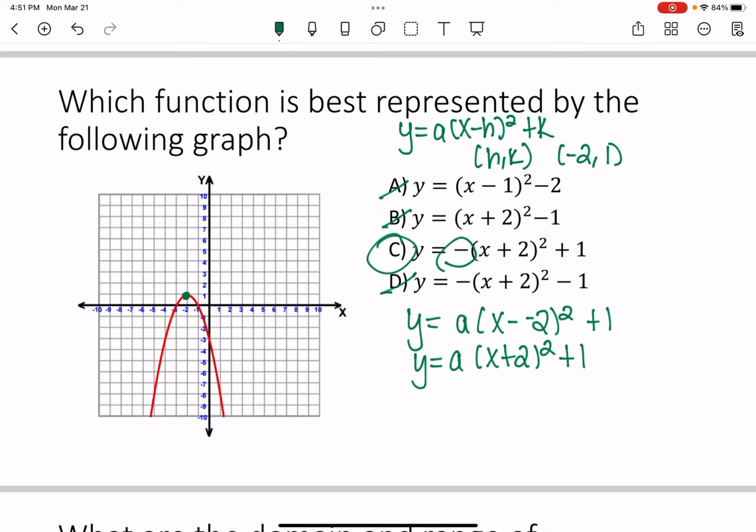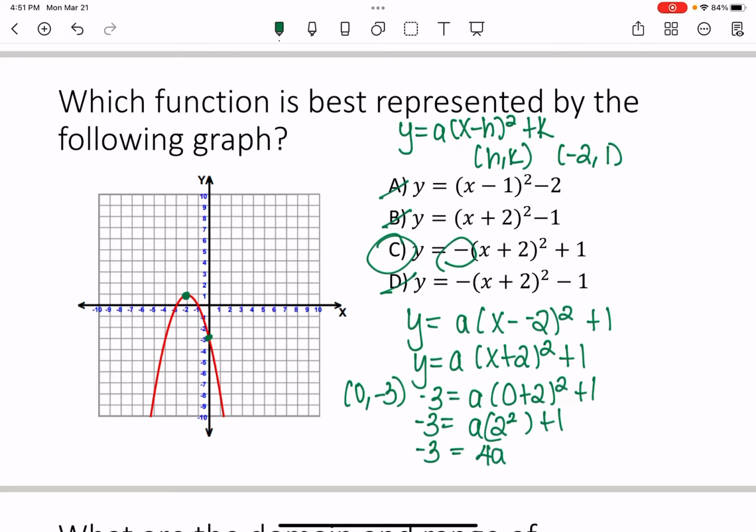To calculate that, remember you need another point, so I'm going to choose the y-intercept, which is (0, -3). If I plug that in, I get -3 equals a times 0 plus 2 squared plus 1. So I get -3 equals a times 2 squared plus 1. So I get -3 equals 4a plus 1. Then when I subtract 1 from both sides, I get -4 equals 4a. And when I divide by 4, I get -1 equals a. So that matches up with the choice that I selected.